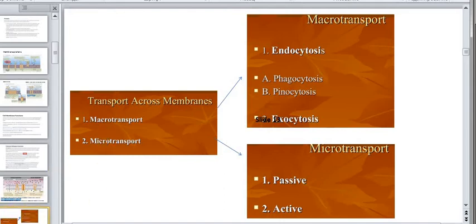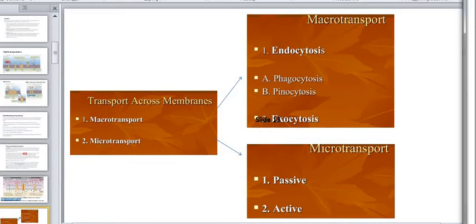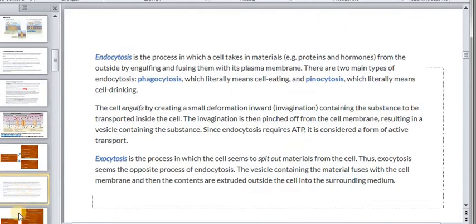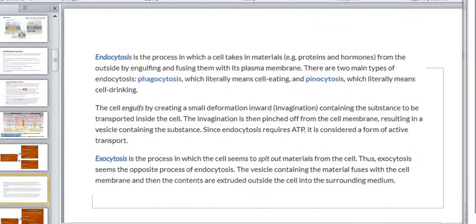As you know from the school program, I hope you know that we can find macro and micro transport. We divide macro transport into endocytosis, movement inside the cell, for example, pinocytosis and phagocytosis, and exocytosis. Exocytosis is a movement outside the cell of some products which the cell doesn't need to keep inside. All these kinds of transport are the transport of large molecules and their complexes.